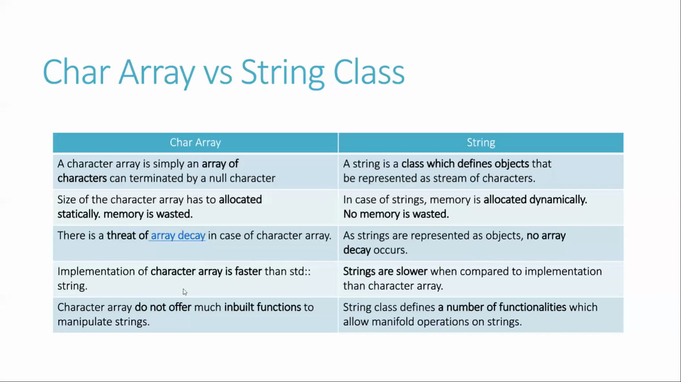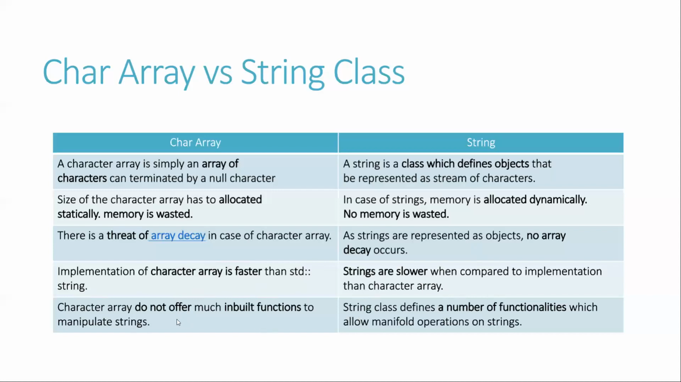So in implementation, yes, a character array is faster than string. STD is the standard namespace. In that namespace, the definition of string is there. So that is why character array is faster compared to the string. Strings are slower in implementation when compared to character arrays. So it is a drawback of the string class.